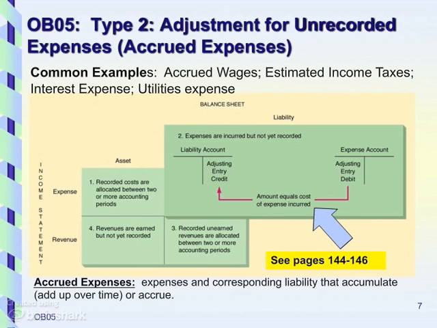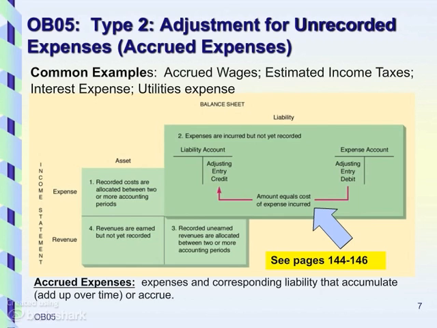Another example is accrued wages. Let's say, for instance, a company normally pays its employees on Friday, but the end of the month occurs on Wednesday. At the end of the month, which is an accounting period, the company owes wages to its employees for 3 days, Monday, Tuesday, and Wednesday. However, it won't pay them until Friday.